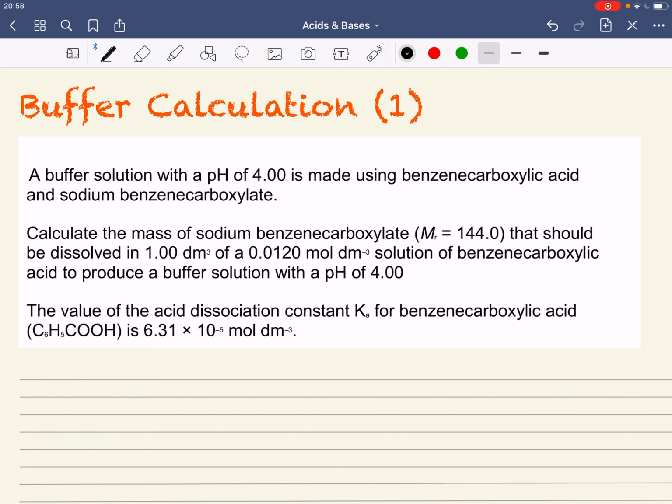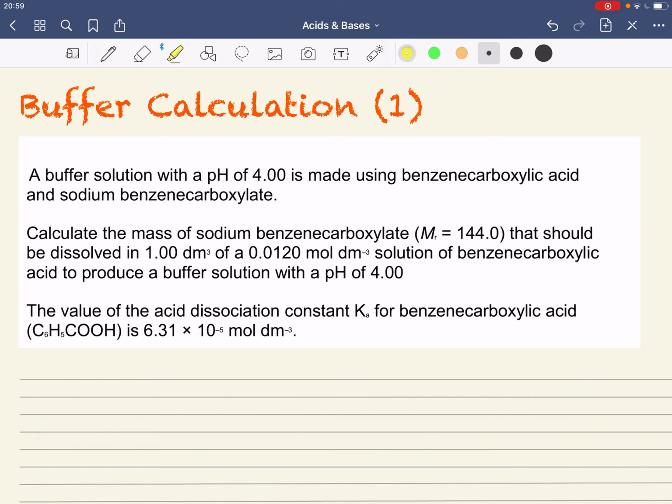Here we look at a buffer calculation where I've been asked to work out the mass of sodium benzene carboxylate that should be dissolved in a decimeter cubed of 0.012 mole per decimeter cubed solution of benzene carboxylic acid to produce a buffer with a pH of 4.0. And we've also been given the acid dissociation constant.